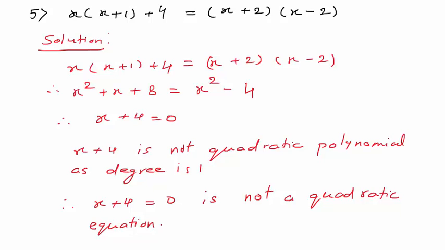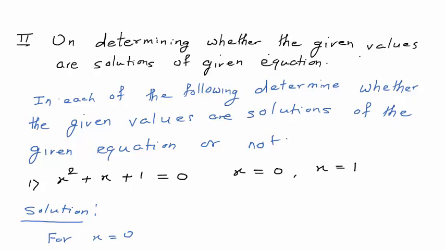Let us see one more problem. x into x plus 1, plus 4, is equal to x plus 2 in one bracket into x minus 2 in another bracket. Here again we will first simplify it. After simplification we get x plus 4 equal to 0. As x plus 4 is not a quadratic polynomial, we say that x plus 4 equal to 0 is not a quadratic equation. Now let us see the second type of problem.